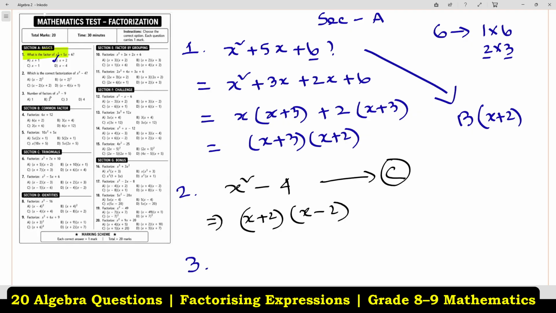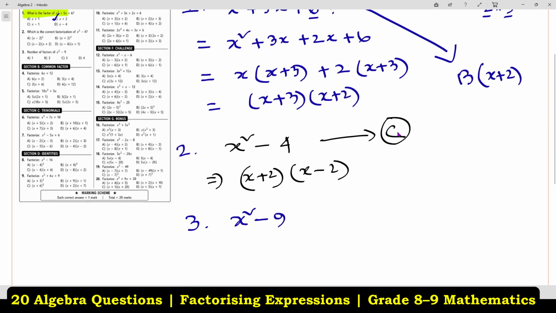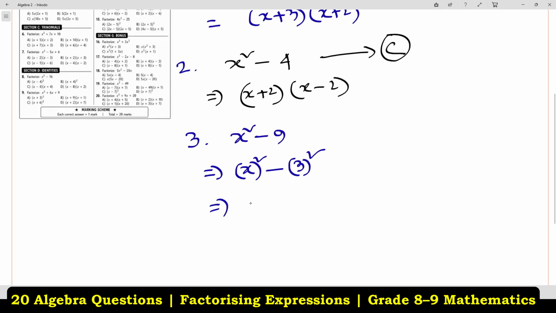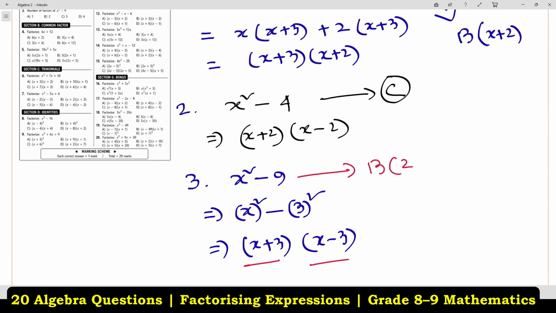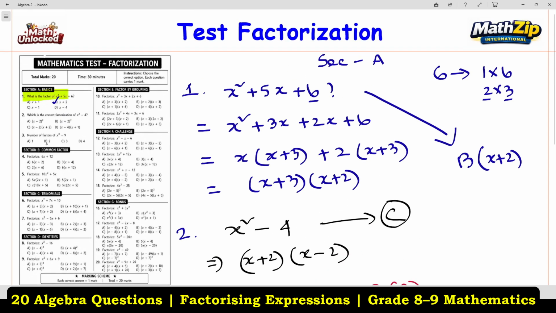Here, the number of factors of x² − 9. Here are options 1, 2, 3, 4. This x² − 9 we can write as x² and 3². So it looks like a² − b². Therefore we can write (x + 3)(x − 3). So here are 2 factors, and we can say the answer is 2. Which option? Option B is our correct answer, which is 2.